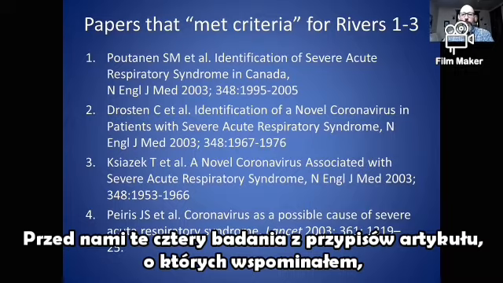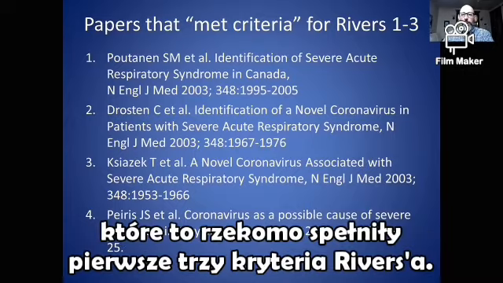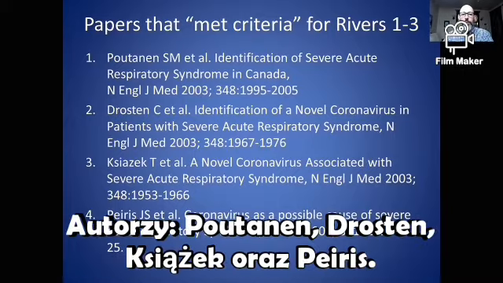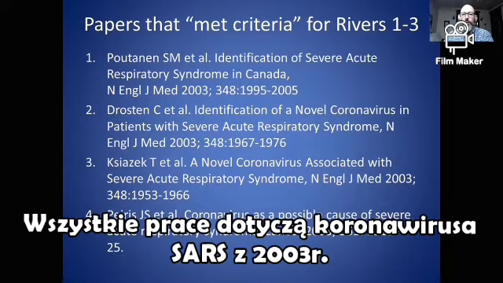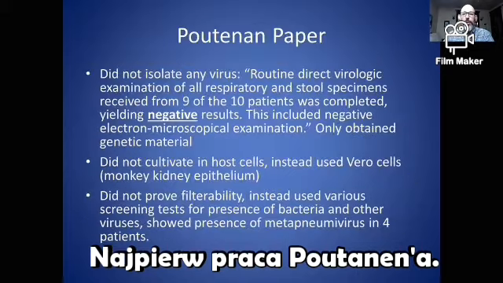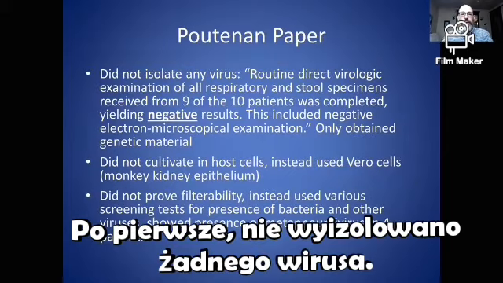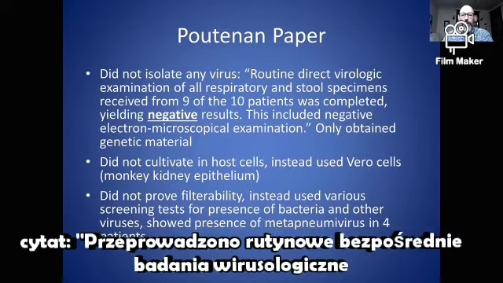So here are the 4 papers that I mentioned that are footnoted that supposedly satisfy the first 3 criteria of Rivers. So Putanen, Drosten, Kaziacek, and Paris. And please forgive me if I'm mispronouncing any of those names. And these are all about the SARS coronavirus from 2003. So let's look at the Putanen paper first. So they did not isolate any virus, the first step.